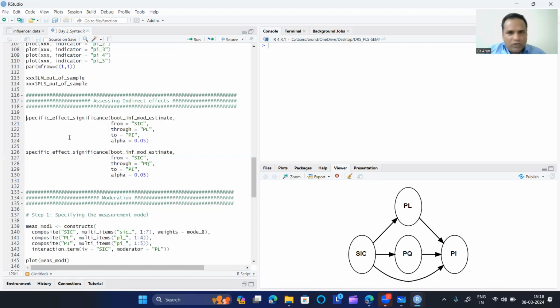By the way, this workshop I have not taught you R, but I've been to many places in India where I simply go and teach people how to use R. Okay, so yes. So let's see specific indirect effect.